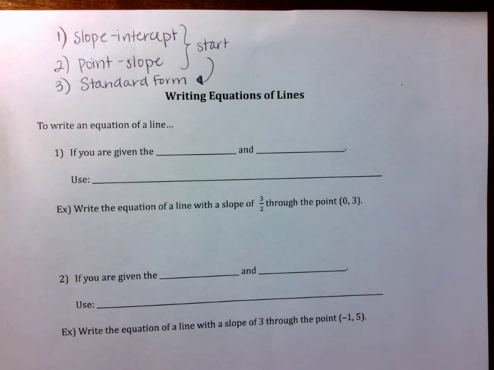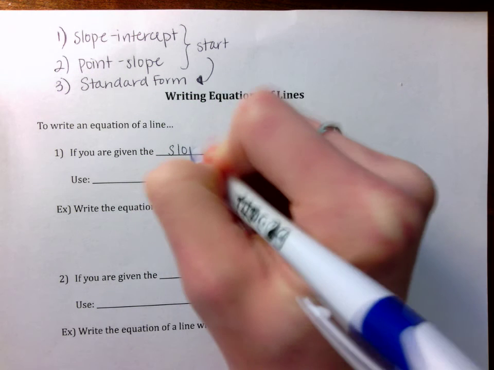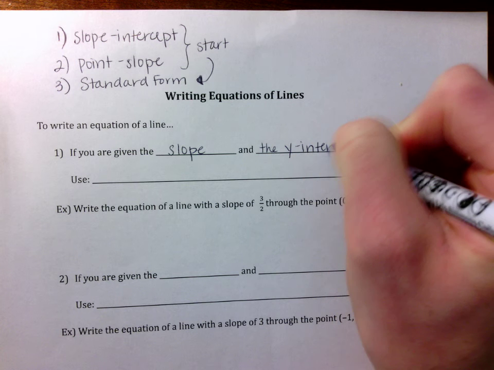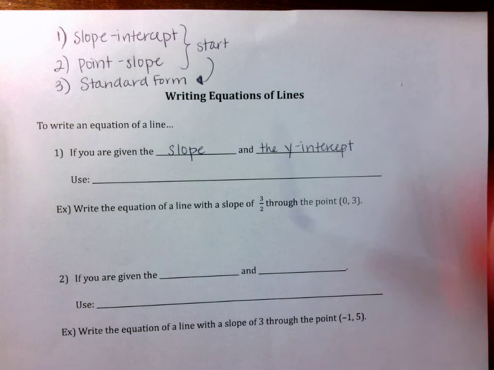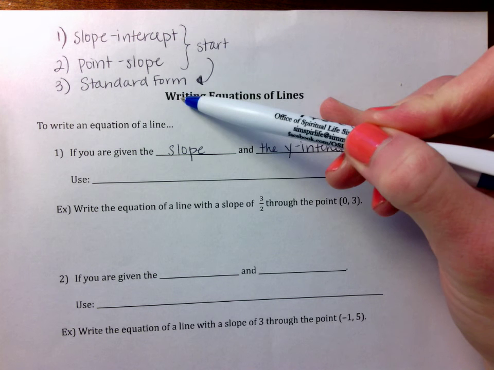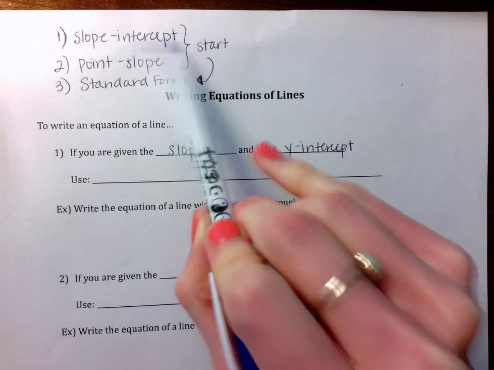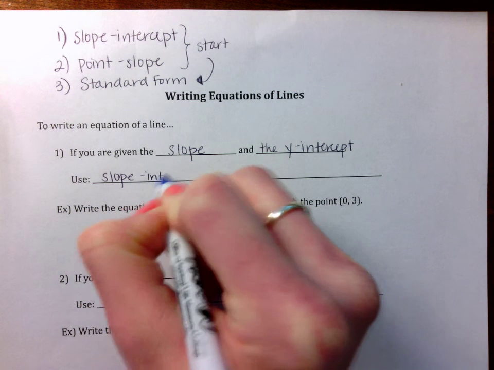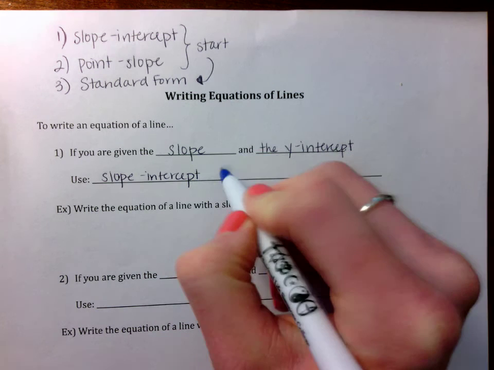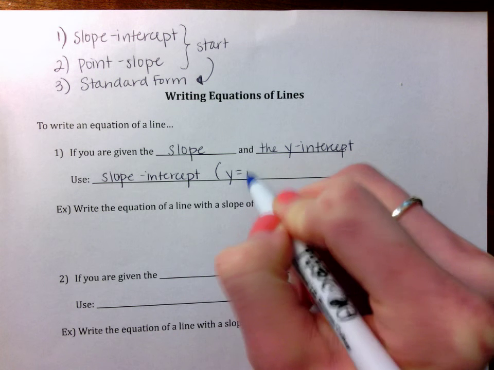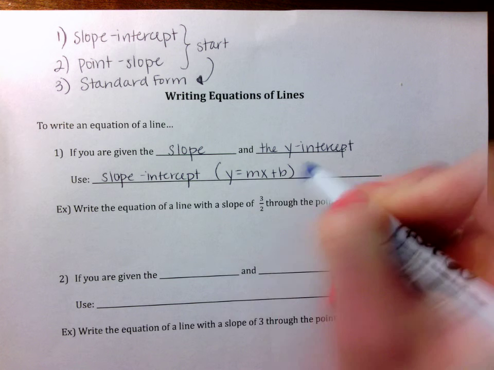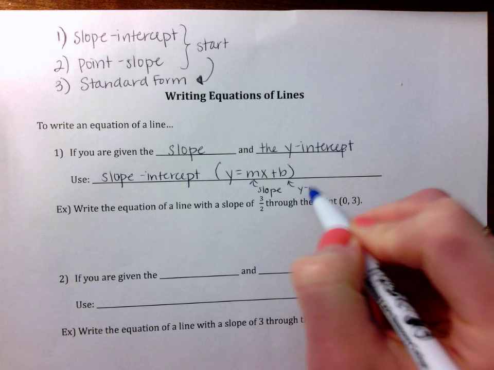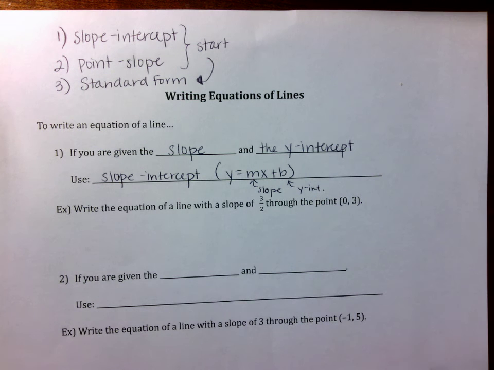So if you are given the slope and the y-intercept, then based on the names of your line forms, you probably want to use the slope-intercept form. So that's what you'll use, slope-intercept. And as a reminder, that is y equals mx plus b, where m is the slope and b is the y-intercept value. So we're going to do a quick example.